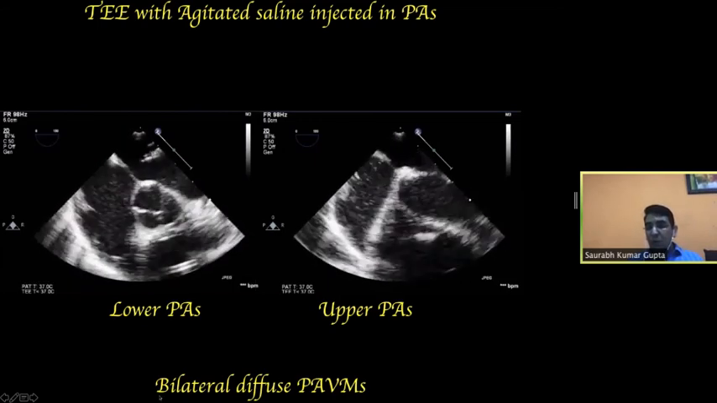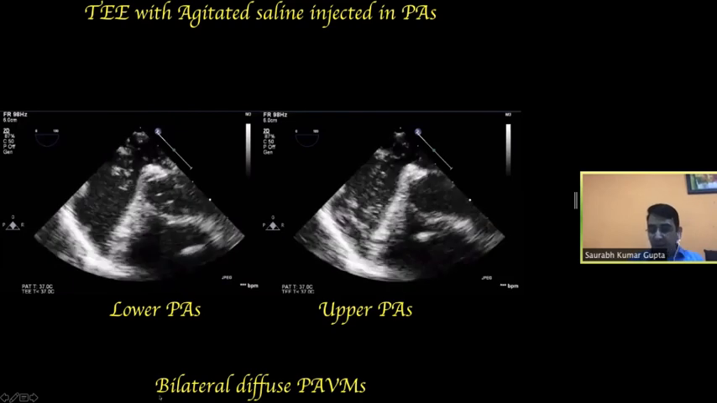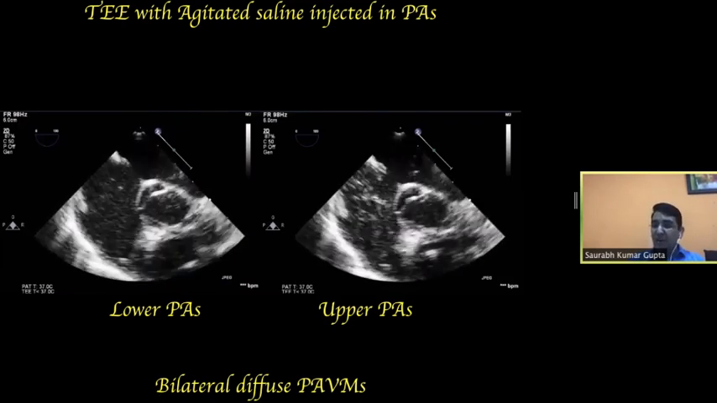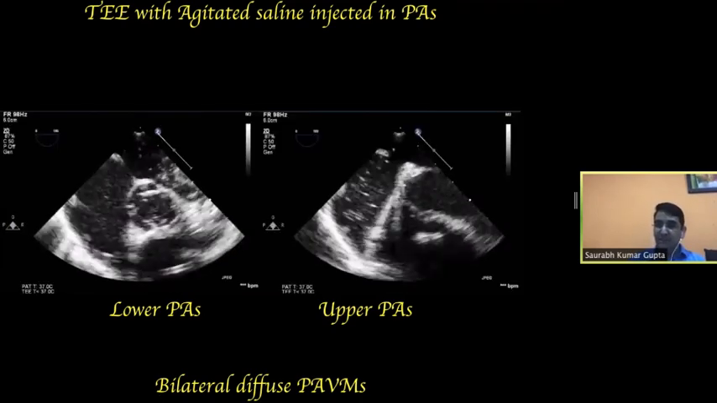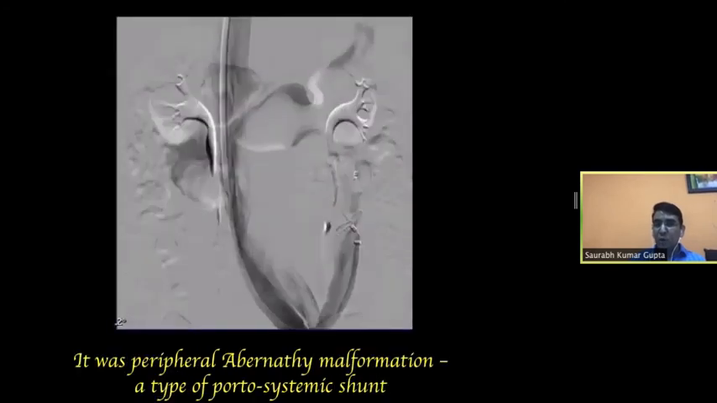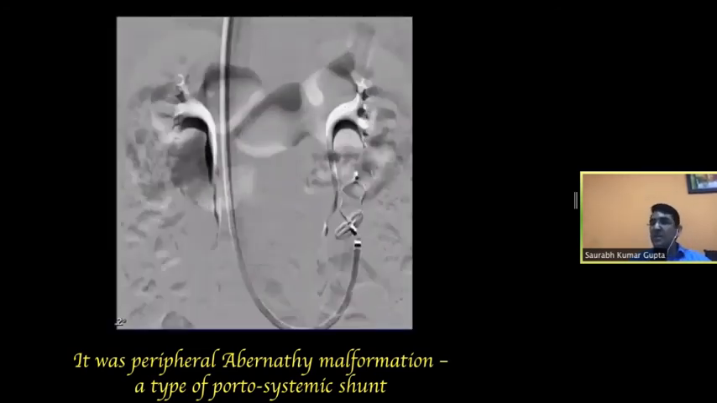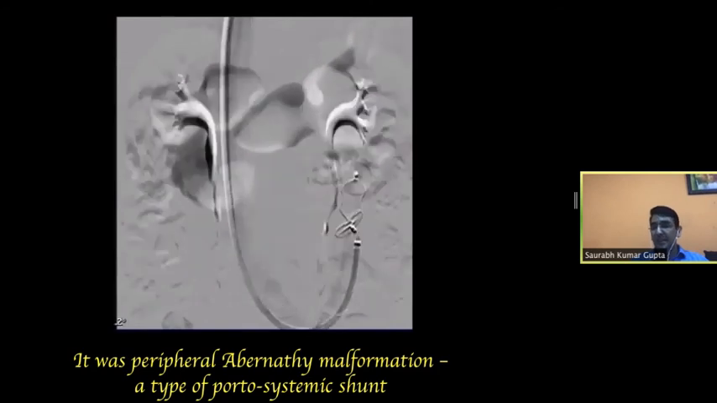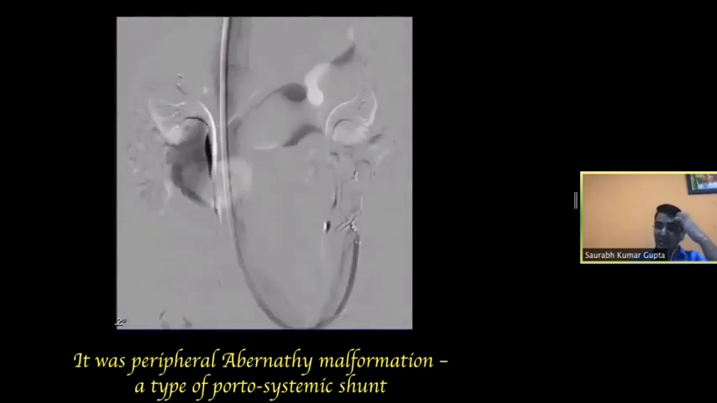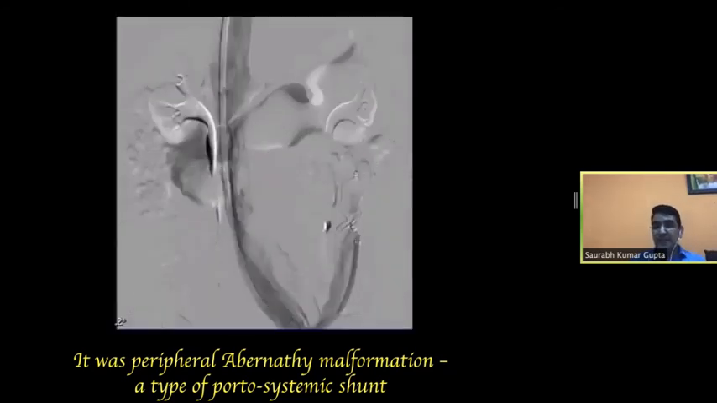And they could confirm that this patient had, in fact, bilateral diffuse pulmonary AV malformation. They also went on to confirm that the case was having a peripheral Abernethy malformation, a type of portosystemic shunt, which is known to be associated with diffuse pulmonary AV fistula, which may not be picked on CT angiogram. And I've already shared that CT angiogram is not as sensitive in such cases.